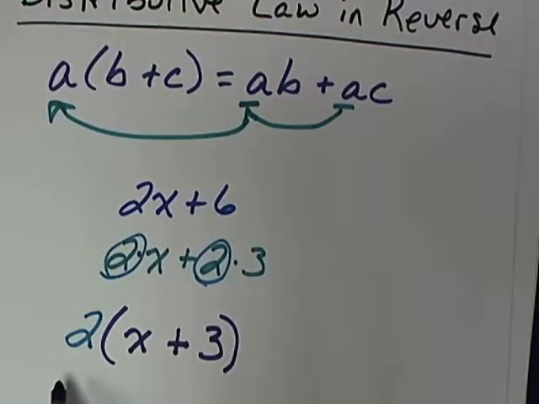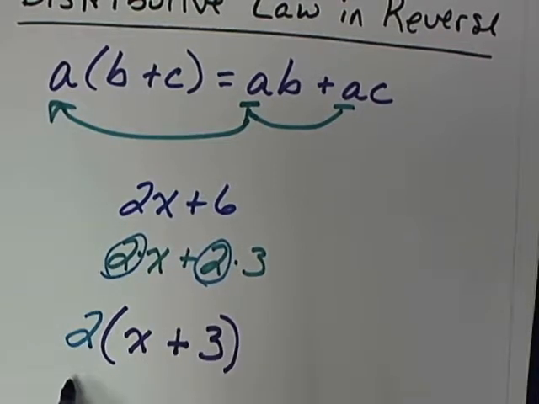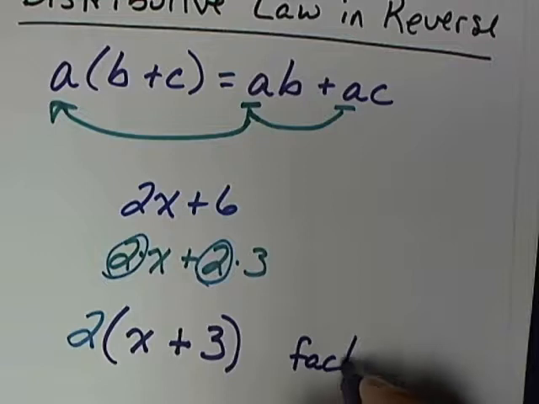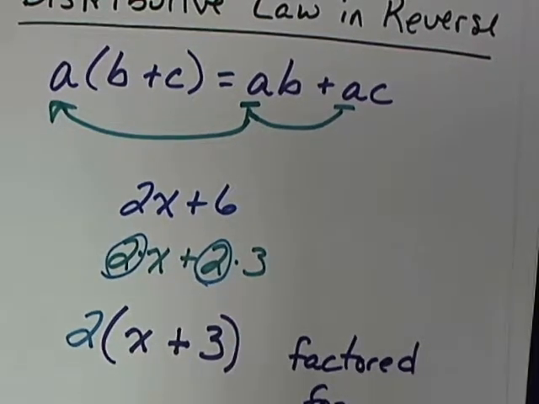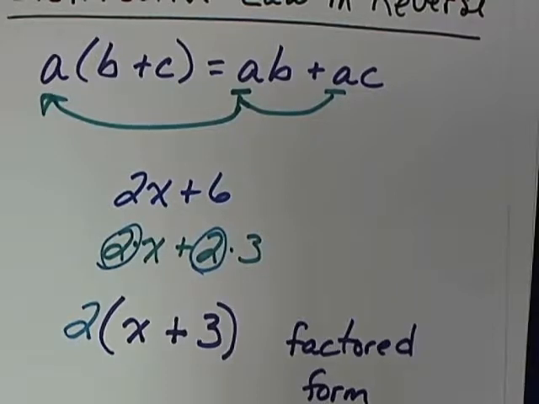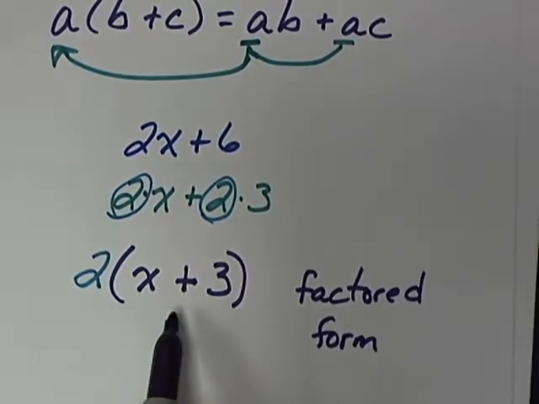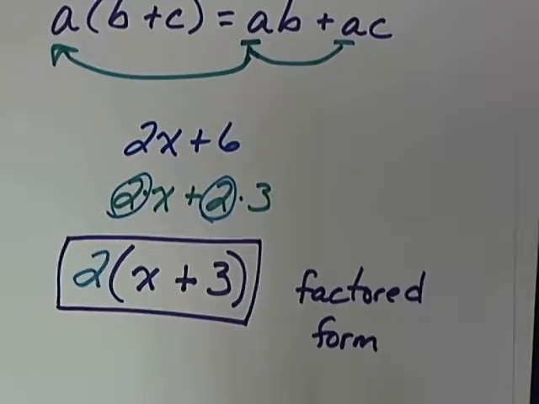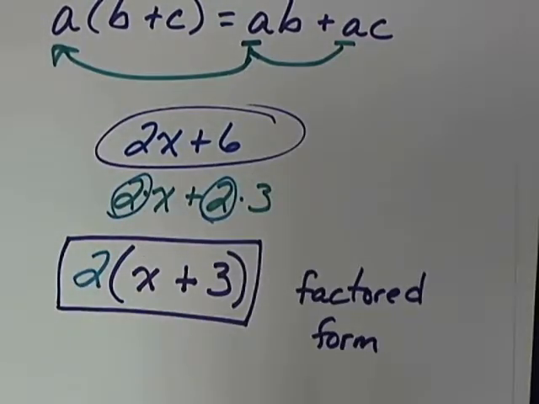So now we wrote the polynomial, the terms, as a product. This is called factored form. When it's written as a product, because remember, factors mean that you're multiplying it. It's 2 times this quantity. This 2 times the quantity of x plus 3 is the same thing as 2x plus 6. It just looks different.